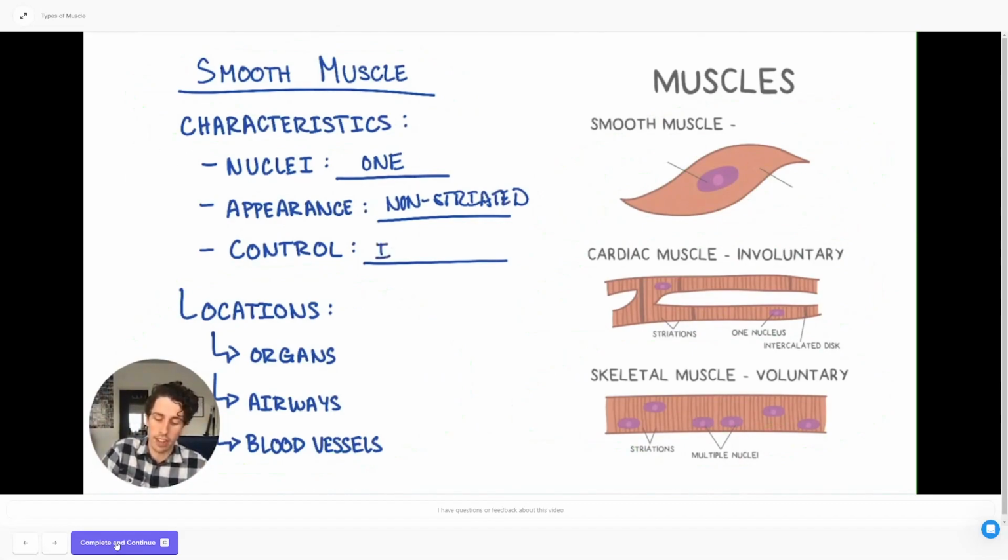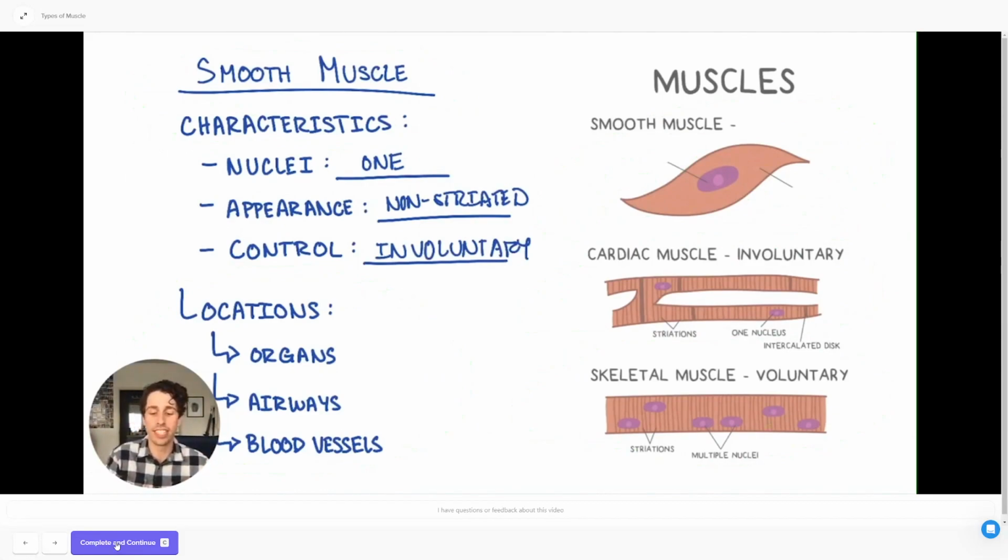So involuntary right there. And basically, that is good because I personally wouldn't want to think about swallowing all of my food all the time and thinking about getting that down to my digestive system and then thinking about having to digest that. It just does it automatically because our bodies are just amazing like that. And so that's going to be the control for the smooth muscle.